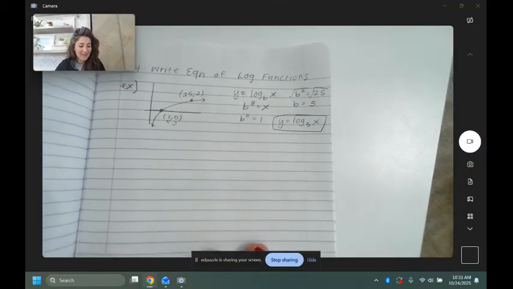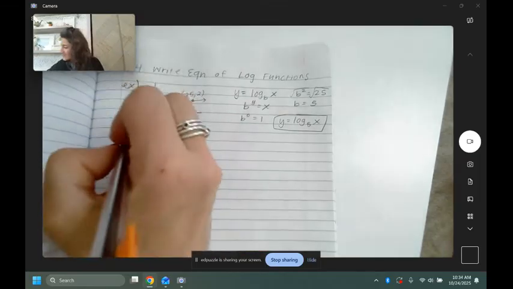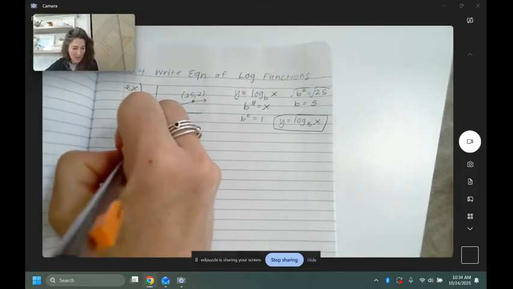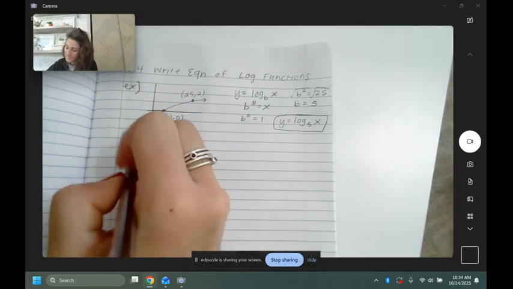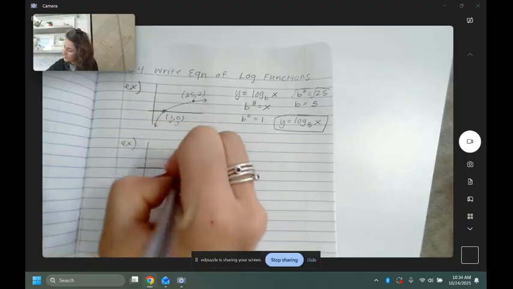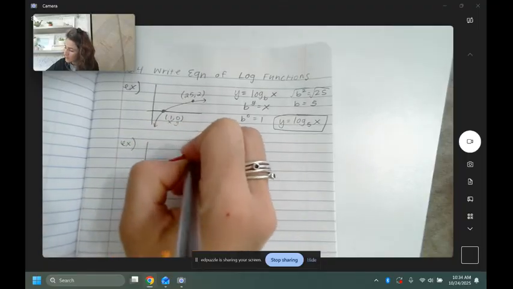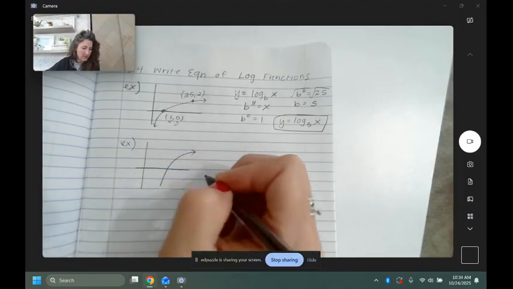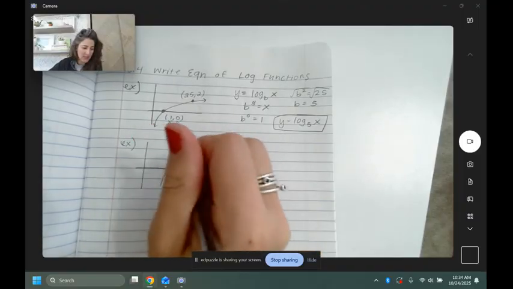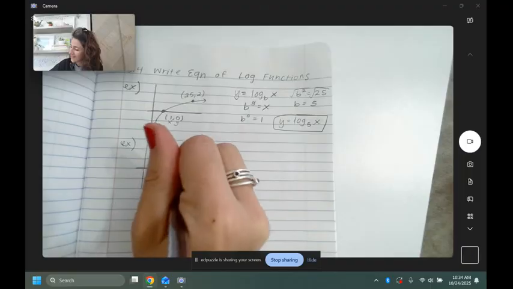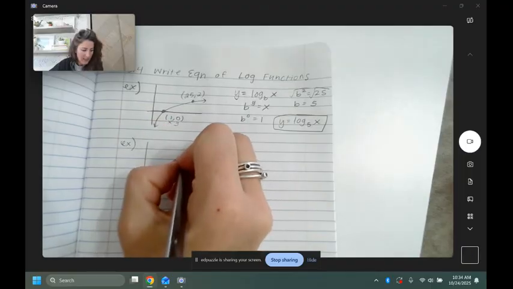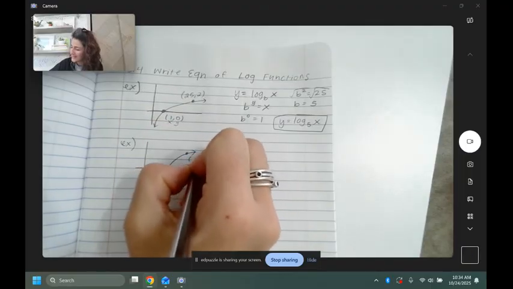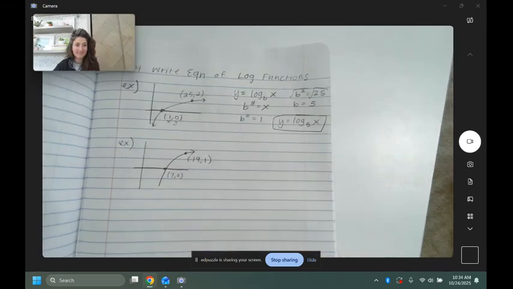Now let's get a little bit spicier, shall we? For example, let's say I'm going to give you 2 points on this one too. It's going to have the same shape though. I'm not spicing it up too much. Let's say this is the point (7, 0). And this is the point (19, 1).